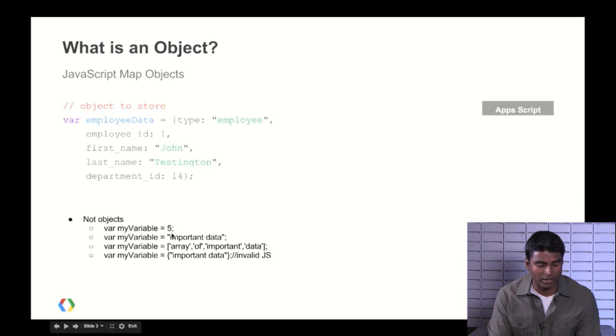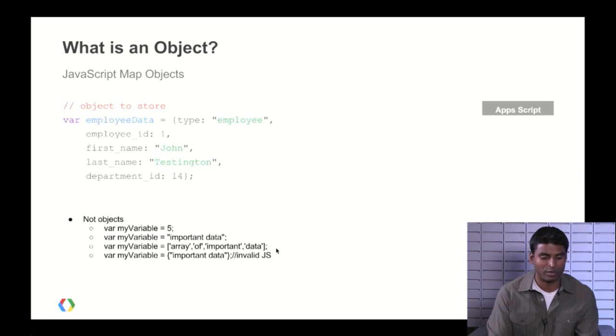What are not objects are things like just a number or a string. Even an array itself is not a map object that you can store into ScriptDb. That's important, because a lot of folks try to say, okay, I have an array, I want to just store it. Can I just dump it into ScriptDb?